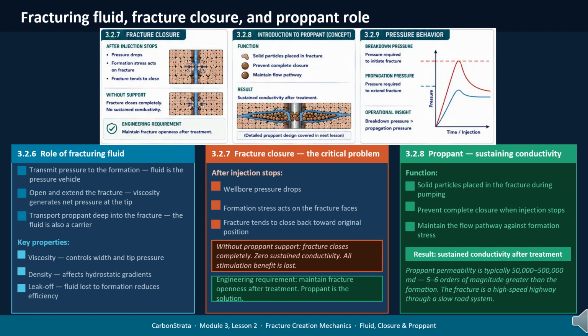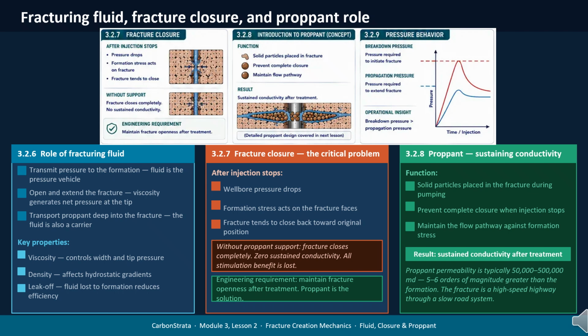Now the critical moment. You stop pumping. Pressure drops immediately. Formation stress closes the fracture. Completely. Everything you created disappears. That is the natural system. Now the solution: proppant. Solid particles are placed in the fracture. They resist closure. They keep the fracture open under stress.